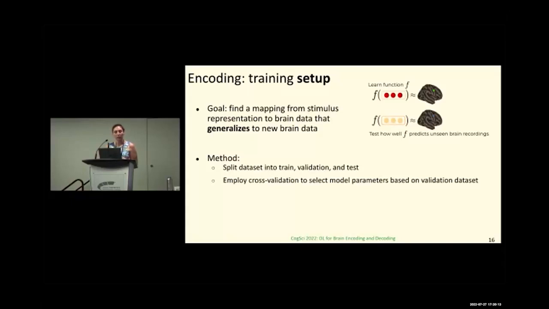We also want to reduce overfitting, because many times we don't have that much brain data to fit this encoding model. So it's important to use regularization, a machine learning technique, to avoid overfitting. A very popular type of regularization is ridge regularization, which pushes the weights for unimportant features to be very small, and it also handles correlated features very well.